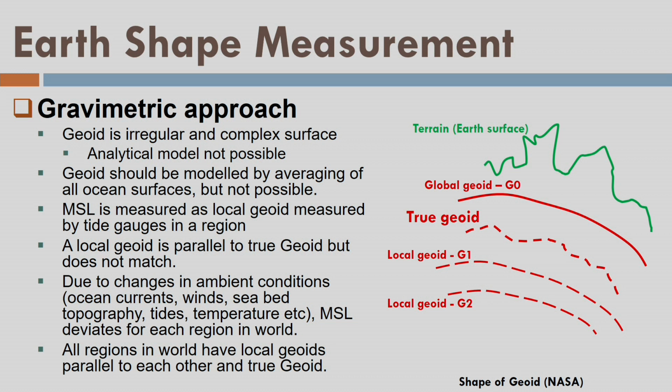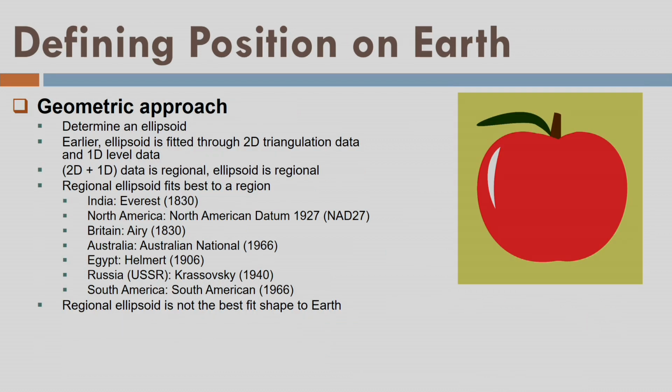Now I fit a local geoid to a country, and it comes out to be G1, and this surface is almost parallel to the global geoid, but still quite different from it. Secondly, I have local geoid G2, which is for another country, but it is quite different from G1 as well as G0. So we end up with different level surfaces for different countries. That was the problem with the gravimetric approach.